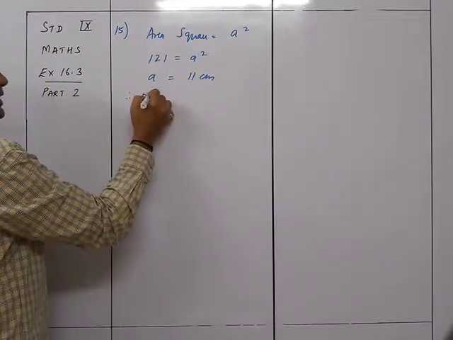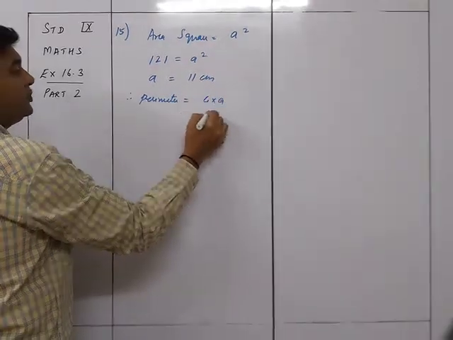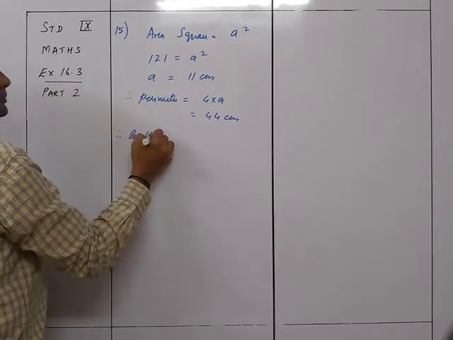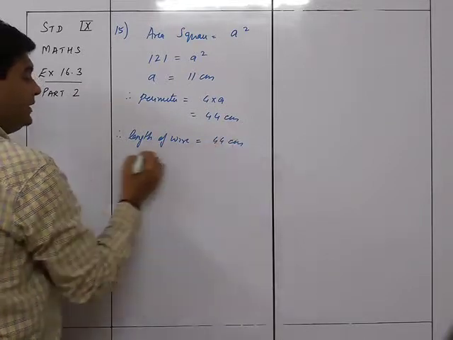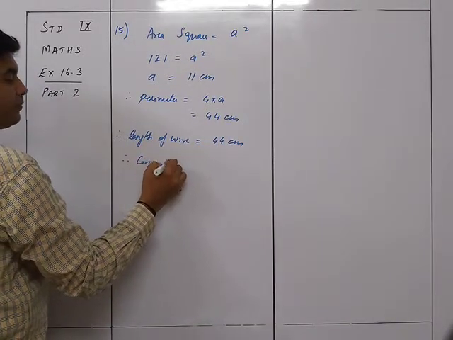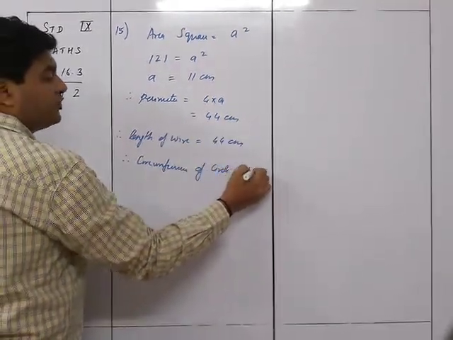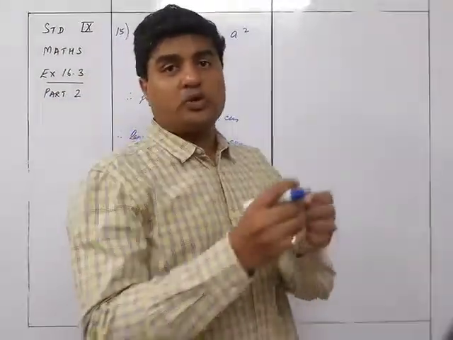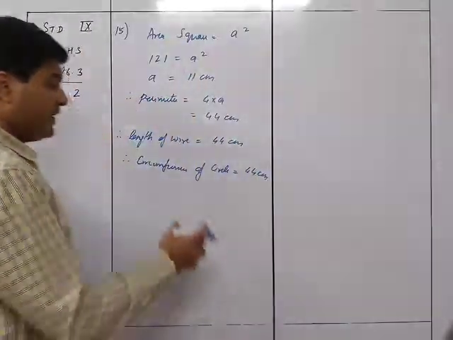Therefore, perimeter is equal to 4 into a, which is 44 centimeters. Therefore, the length of wire is 44 centimeters. Therefore, the circumference of the circle is 44 centimeters, because the same wire which formed the square is now a circle. So that is going to be the same. You need to find out the area now.